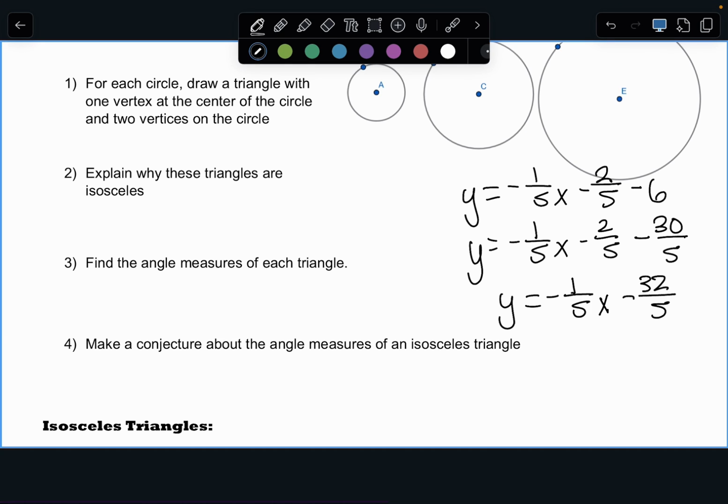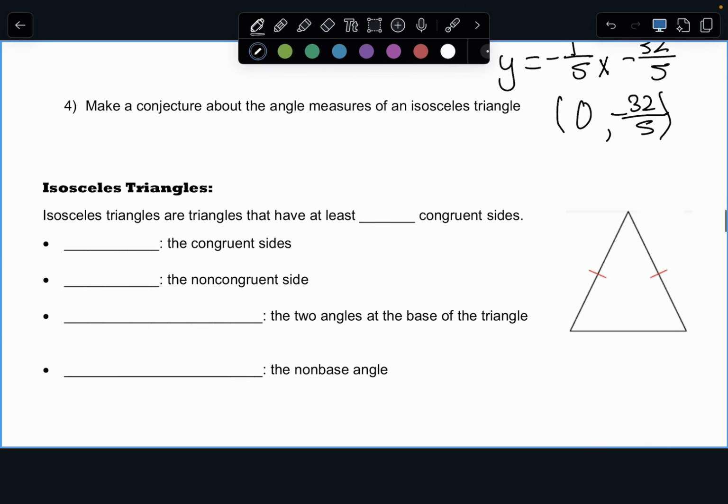Does anyone remember what this 32/5 means? What does it tell me about my graph? That's where you start. It tells me that I have a y-intercept at that point. So I have the point 0, negative 32 fifths. So yeah, you would graph that first. You would start there, and then you would use your slope. Questions on the warm-up?